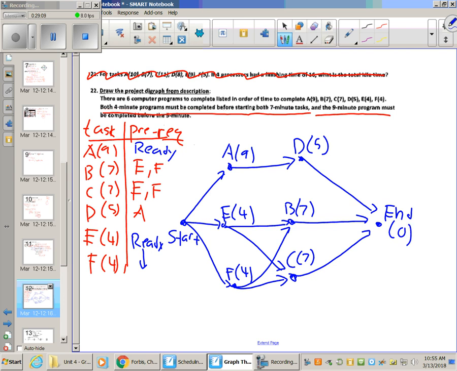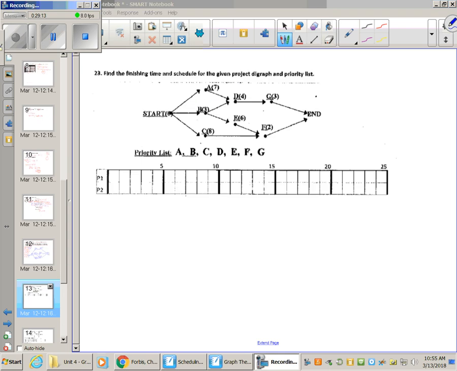And there's your project diagram. Okay, these last few problems are pretty much how it's going to be on the test, with scheduling, with priority lists, with project diagraphs, the critical times, all that stuff. It's going to be kind of split up the same way here. So let's first do an example where I'm giving you the priority list.